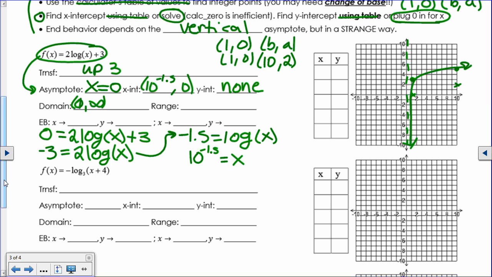How would I write that as set builder? x, greater than what? 0. Greater than 0. All of the x's on your graph are bigger than 0.